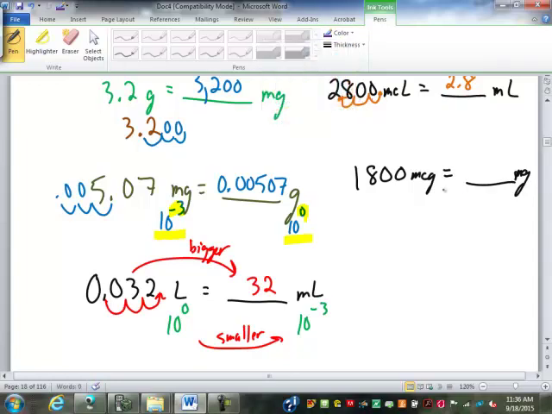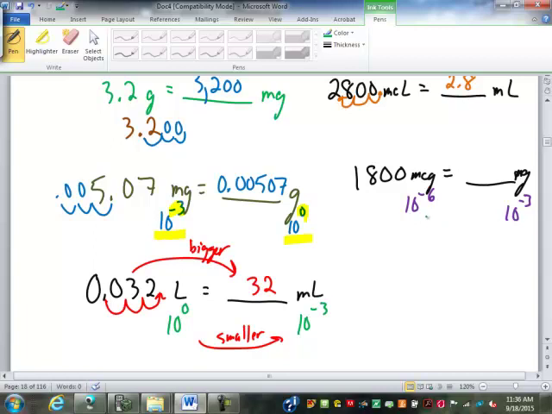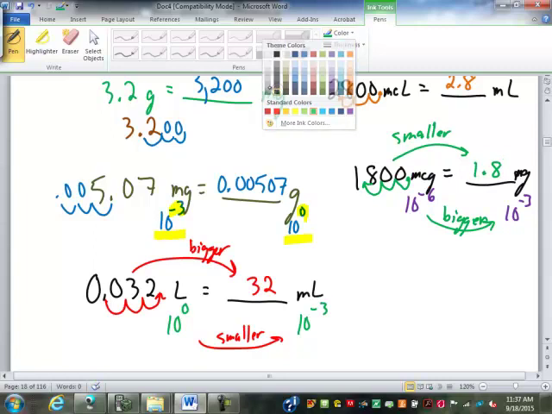Now, 1800 micrograms to milligrams. Micro is what power of 10? Negative 6. Milli is negative 3. That changed by 3 again. Did it get bigger or smaller? Bigger. From negative 6 up to negative 3 is getting bigger. The number then has to get smaller by 3. So the decimal point starts here. We go 1, 2, 3 places. 1.8. Does that make sense?